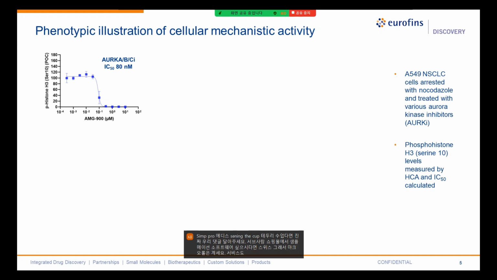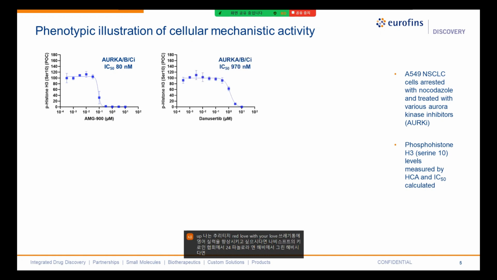So this study was conducted in A549 non-small cell lung cancer cells. They were arrested with nocodazole to synchronize the cells in a particular phase of the cell cycle, and then treated with various aurora kinase inhibitors. So you can see from the graph shown here that we can look at this particular inhibitor and measure its potency. Now, this particular inhibitor is a pan-aurora inhibitor. It inhibits auroras A, B, and C. If we look at this particular graph, we also have a pan-aurora inhibitor, and we can show a different potency in the same assay. So to start with here, we can rank order compounds by their potency.